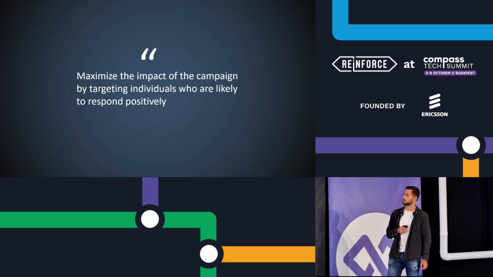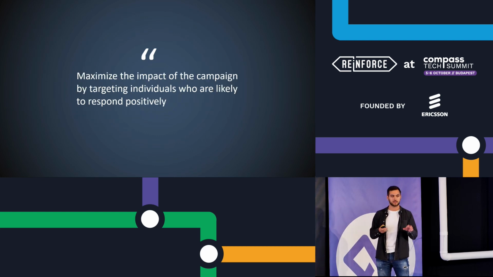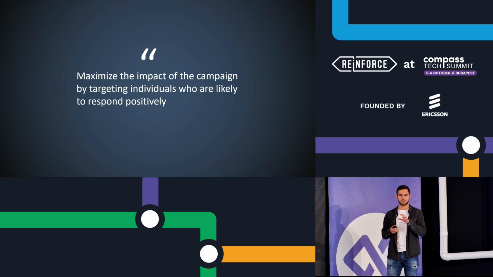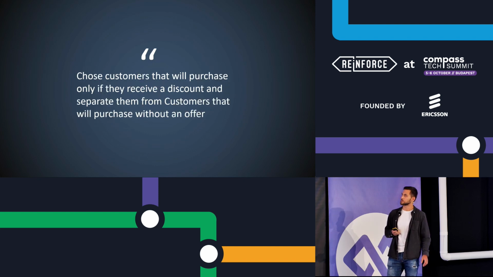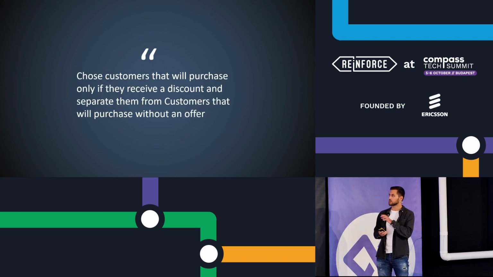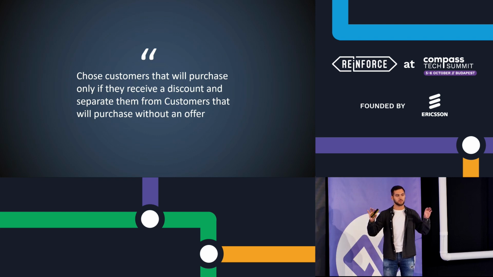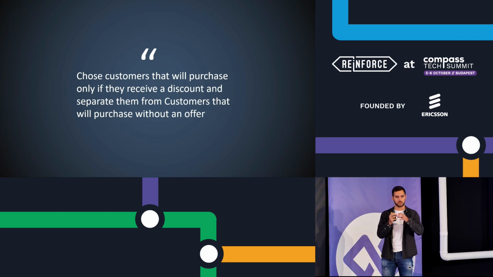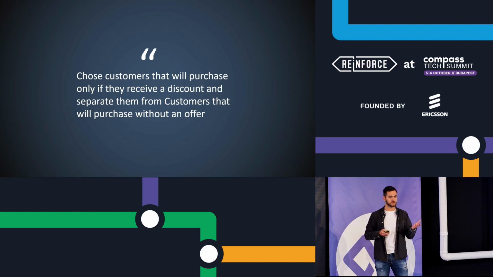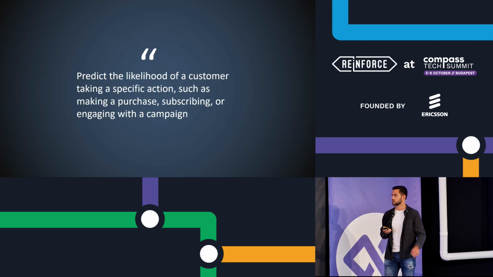The second: maximize the impact of a campaign by targeting individuals who are likely to respond positively. So basically, we can see the target word, respond, and this is a response model. Next: choose customers that will purchase only if they receive a discount, and separate them from those customers who will purchase without an offer. So it's basically about uplift modeling, because we want to give the discount only to those customers who will not buy without a discount.